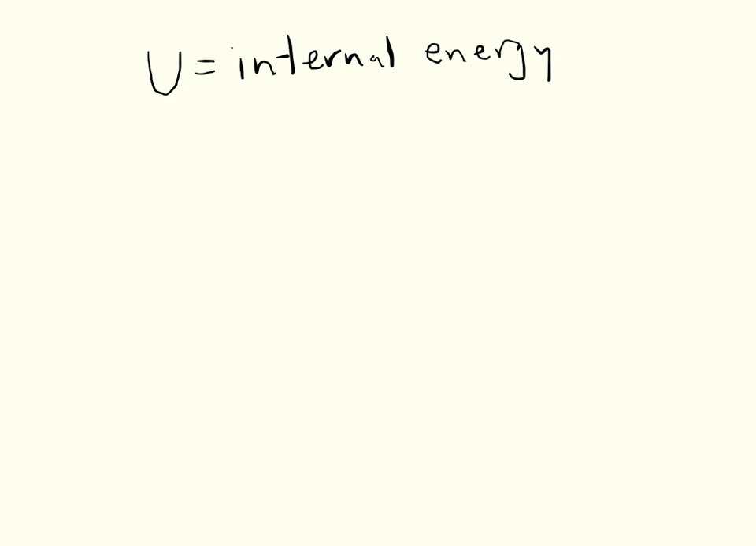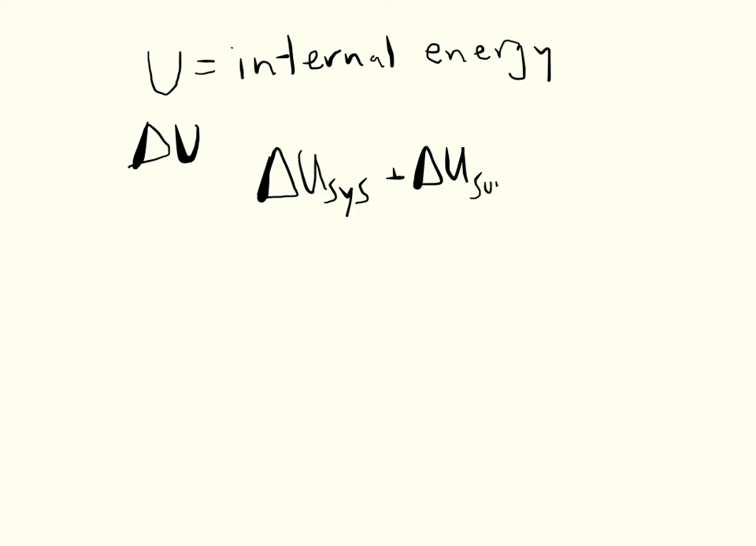And so if we want to measure how much energy changes between the system and surroundings, we're going to measure the delta U, the change in U, the change in internal energy. One thing to note: since the system and surroundings can't both gain heat, and they both can't lose heat, we know that the change in internal energy of the system plus the change in internal energy of the surroundings is always going to equal 0.